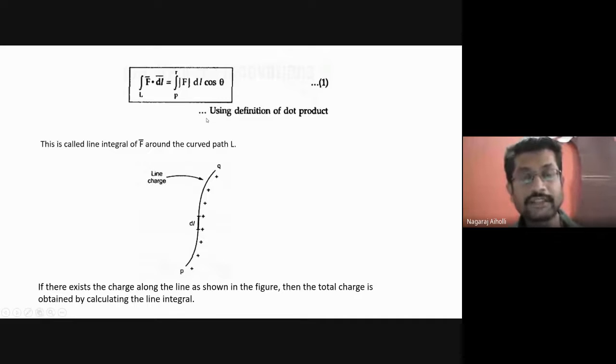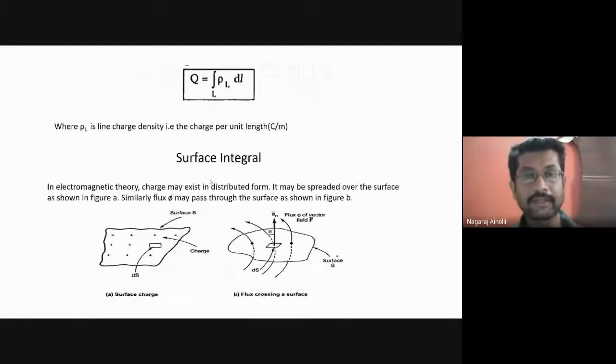Next, if there is a distribution of charges along a line, let us say the charges are distributed like this, and we are considering a small element dl bar, an incremental length. If we want the total charge distributed along the line, we again perform an integral, called the line integral. That is, Q is given by the line integral of rho L dl over the limits of the line.